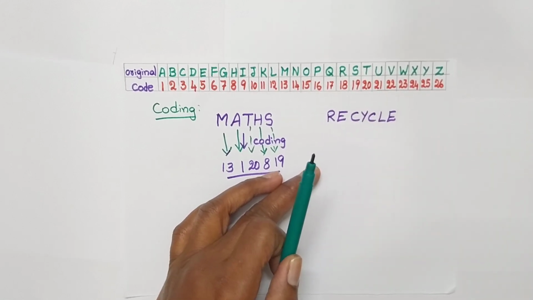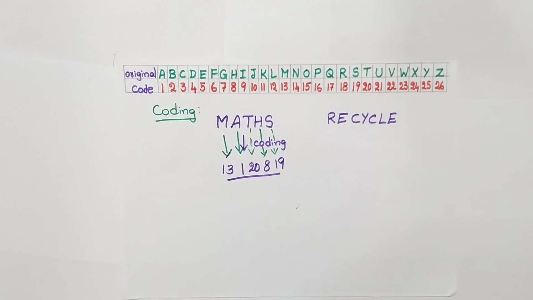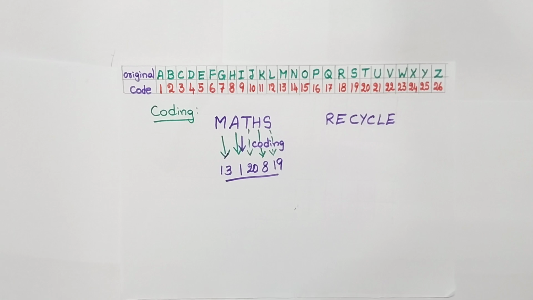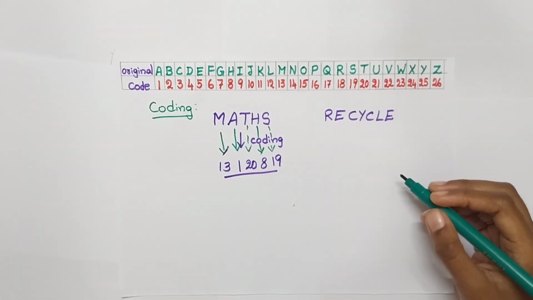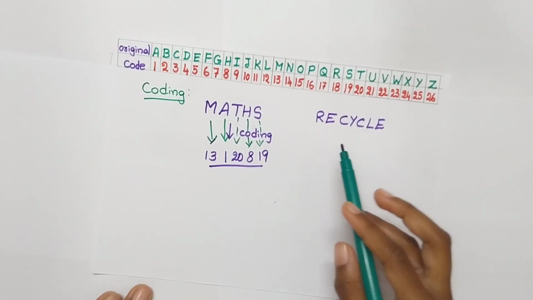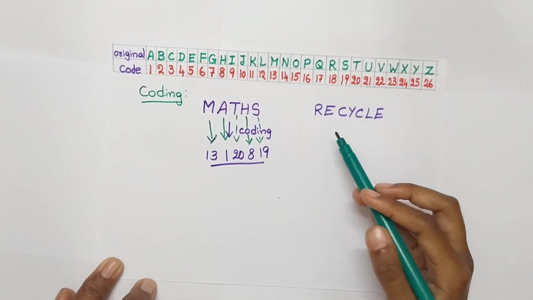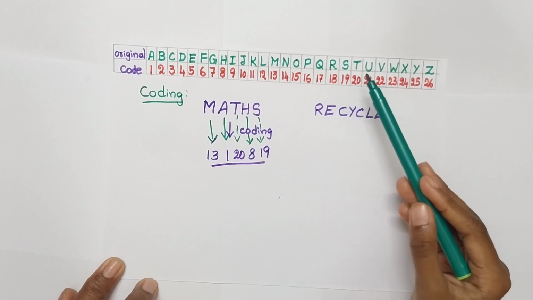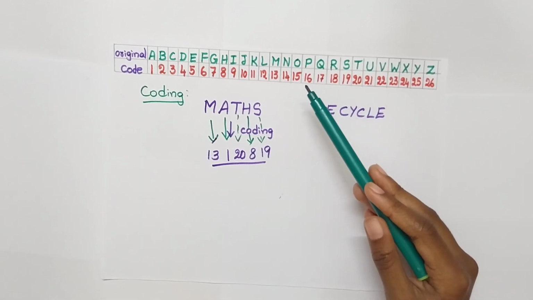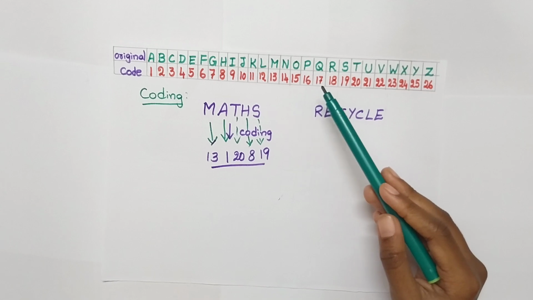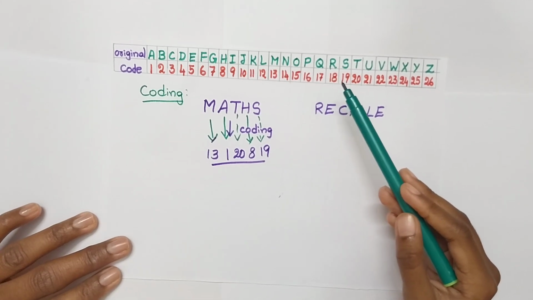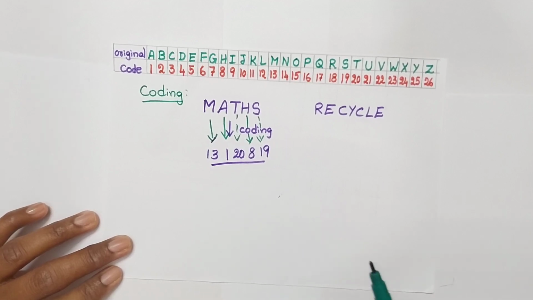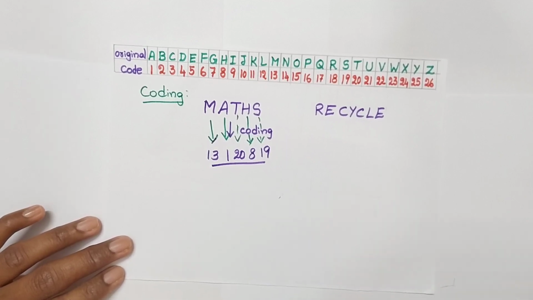We do coding for this. We do coding and get the code message for the word recycle. So we have to take a letter from the first line and a number from the second line and do coding. First, I have to do coding for recycle.